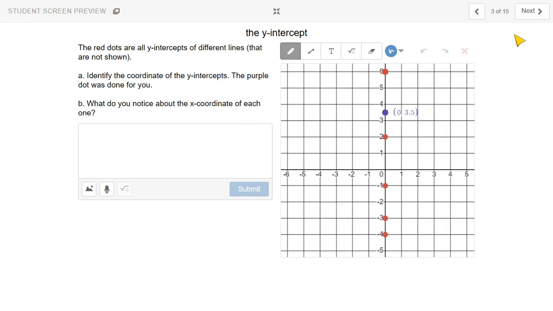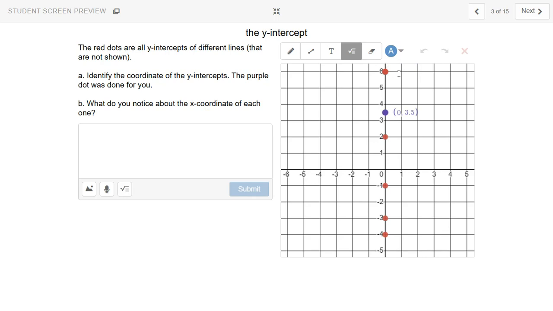Now let's talk a bit more about the y-intercept. In this chart, I've got a whole bunch of dots that are y-intercepts of different lines. I took away the lines, just left all the places where it passes the y-axis.